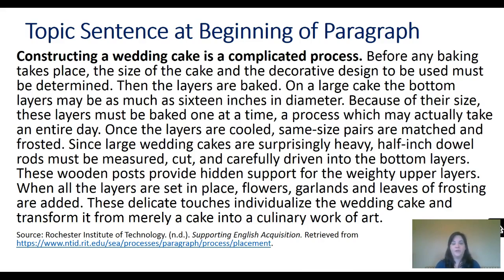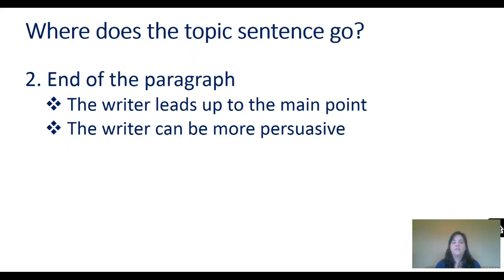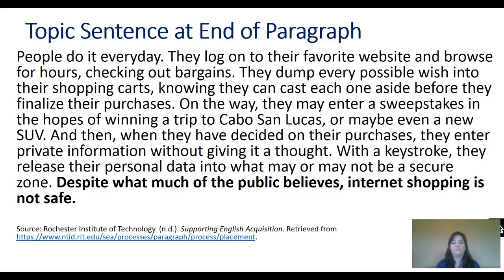They explain why it's so complicated. The second place a topic sentence can go is at the end of a paragraph, as the last sentence. This allows the writer to lead up to the main point instead of telling the reader right away what the main point is. And this lets the writer be more persuasive. Let's look at an example.